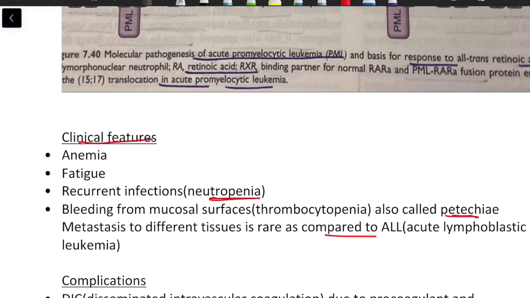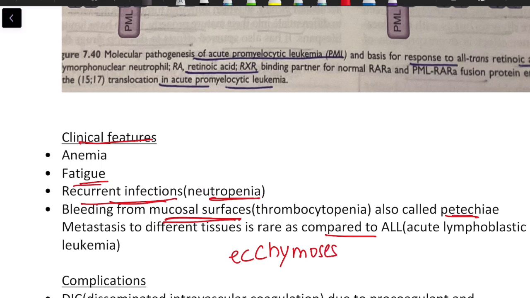Now, the clinical features. The clinical features we see are anemia due to bone marrow infiltration and the death of erythrocytic progenitors, and fatigue. Recurrent infections are seen due to neutropenia, and bleeding from mucosal surfaces is seen due to thrombocytopenia. They are also called petechiae. On mucosal surfaces, especially the gums or the GIT, we see bloody stools, and we can also see easy gum bleeds in these patients.